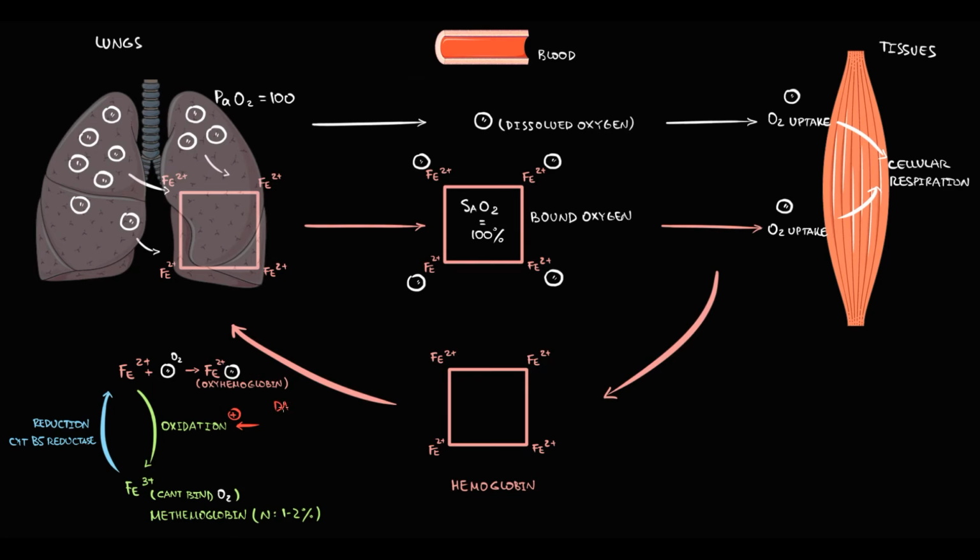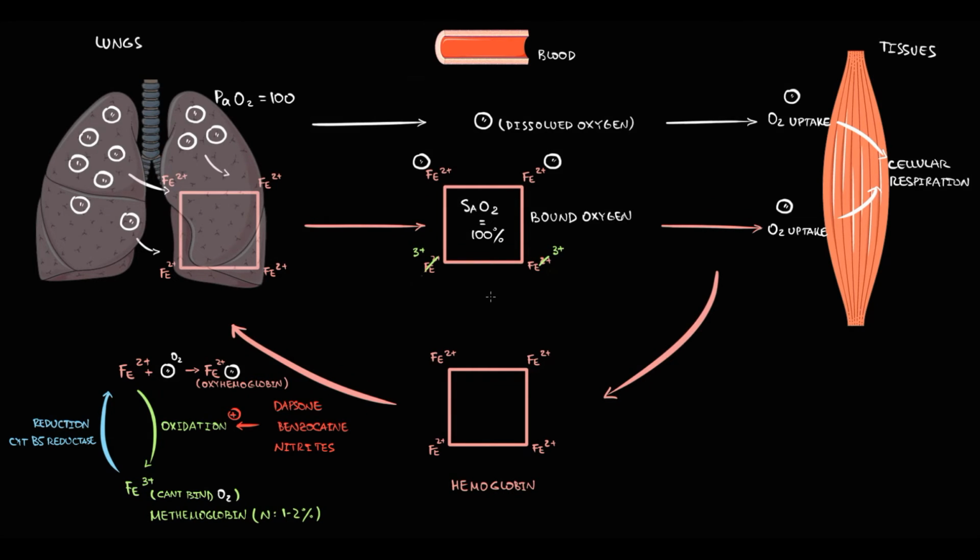Dapsone, benzocaine, and especially nitrates stimulate oxidation of +2 charge iron to +3 charge. Hemoglobin with +3 charge iron we call methemoglobin. And the problem is that +3 charge iron cannot bind oxygen. So even with normal respiration and lung function, in this state, hemoglobin cannot carry 4 oxygen molecules as before.